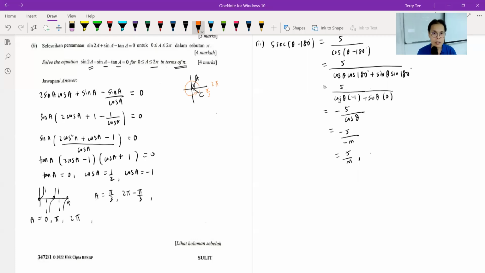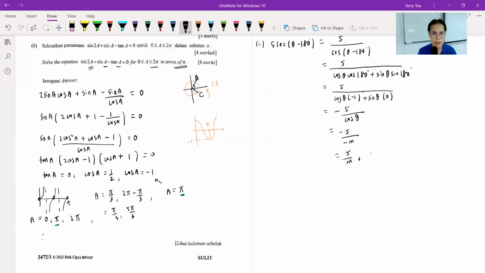For cos a equals -1, on the other hand, I think we can just use a graph. -1 is over here, move across, move it up. We know this is pi. But you may notice that there's a repeat in the answer for the third one, because this answer a is only pi, and we already have a pi over here. Doesn't matter. In the final answer, just write it once. So for the second one, you have pi over 3. 2 pi minus pi over 3 is 5 pi over 3.